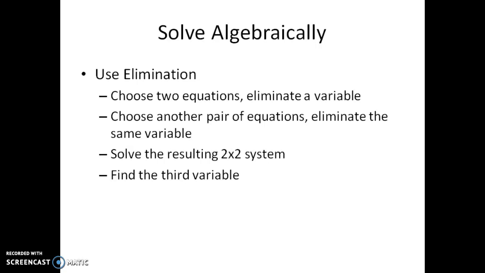So a 2x2 system means two equations, two variables. This is just like we've seen before, so you can solve that using elimination again, or if you like the substitution method, you could use that method. After we find those two variables, whatever they are, we're going to go back to one of the original equations and find that last remaining third variable.